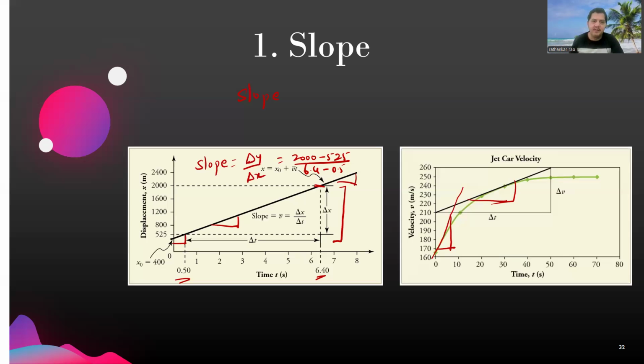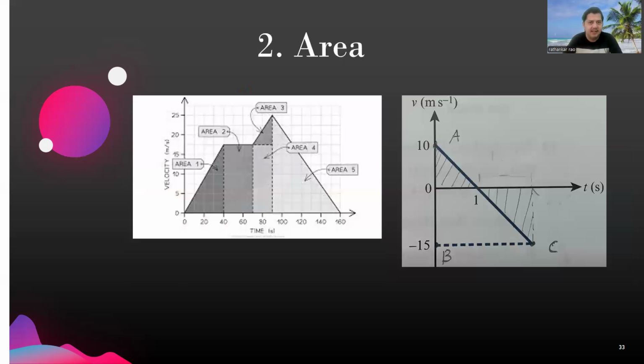Okay, next. Second one is area. So we have already seen slopes give you some information: how does the value of y vary with the value of x? That's what it gives you. The second one is area. Let us say in case of a v-t graph, which you already learned in your kinematics, area will give you the displacement of the particle.